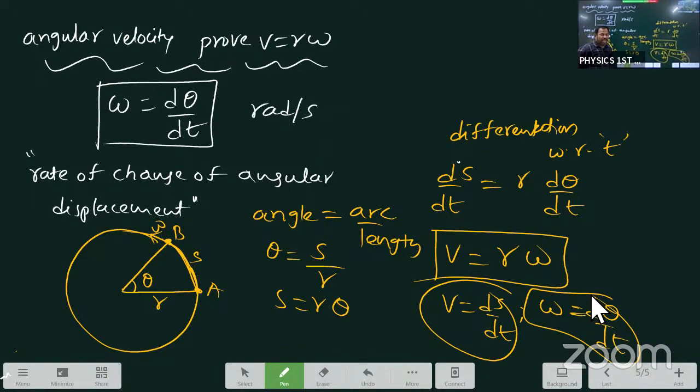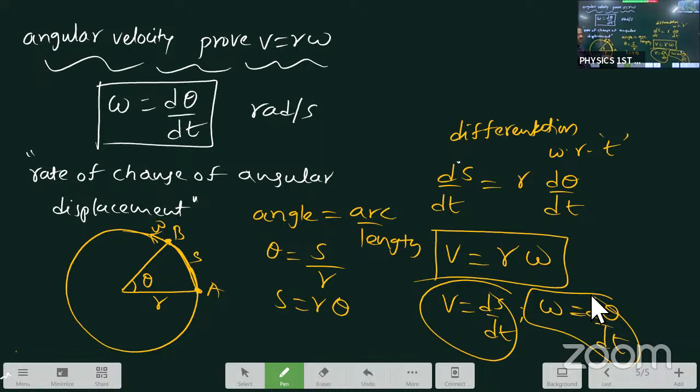In physics, angular velocity and angular frequency are the same. When the waves lesson comes, we call it angular frequency; in rotational motion, we call it angular velocity. Both are the same. So omega equals d theta by dt, and its unit is radian per second. The definition is the rate of change of angular displacement.